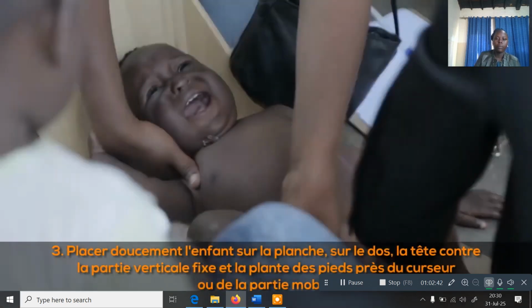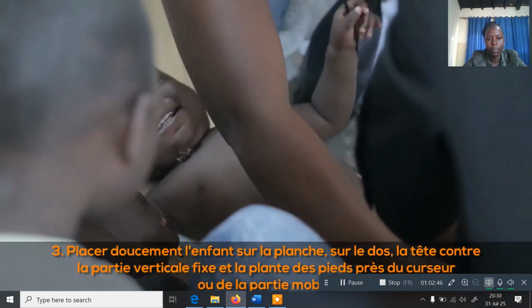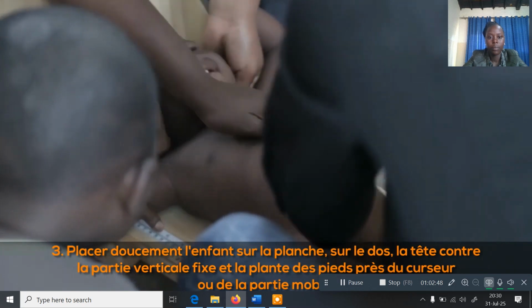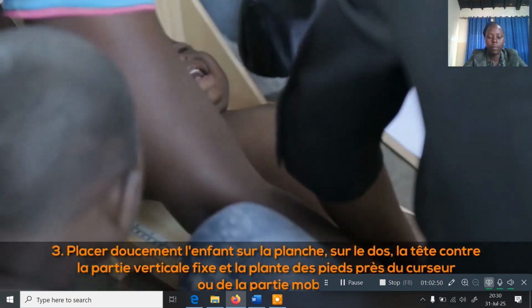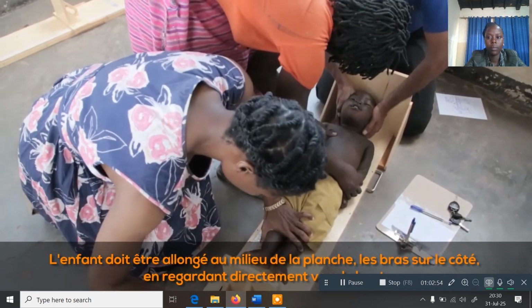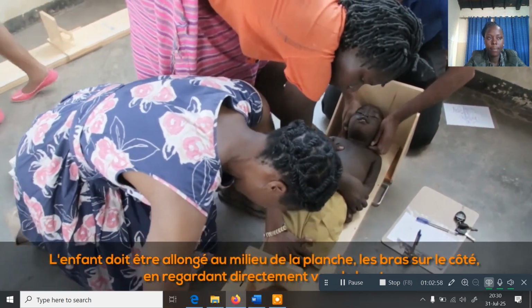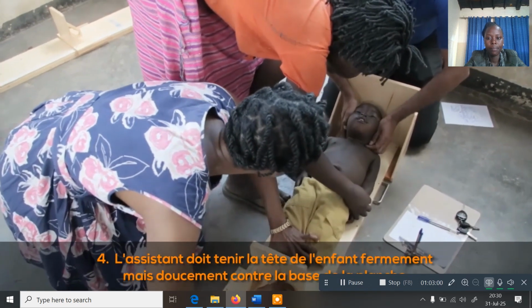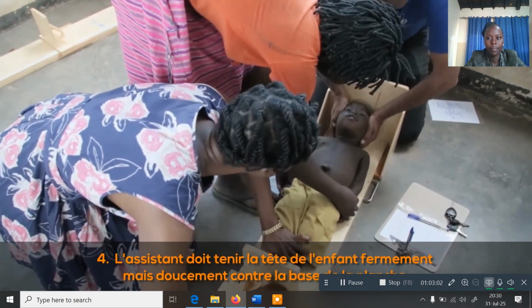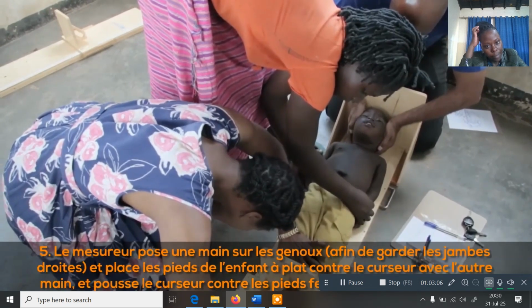3. Place the child gently onto the board on his or her back with the head against the fixed vertical part and the soles of the feet near the cursor or moving part. The child should lie straight in the middle of the board, arms at their side, looking directly up. 4. The assistant should hold the child's head firmly but gently against the base of the board.